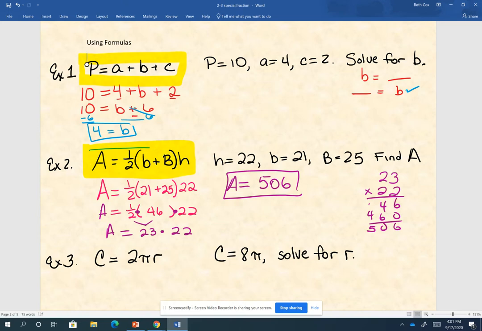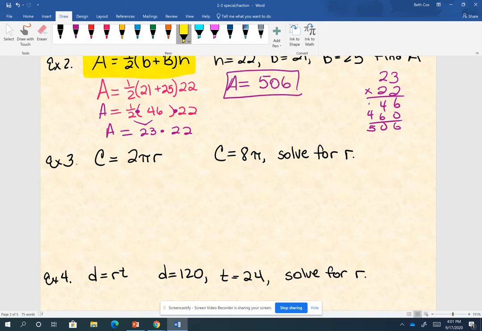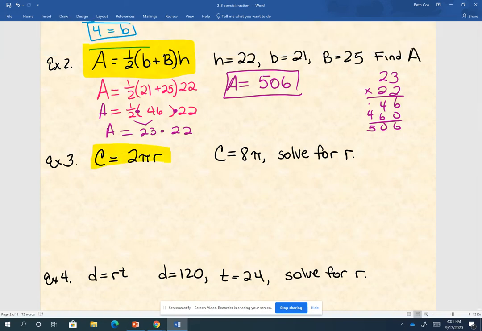Okay, here we go. All right, now this next one is another formula, and this one has another symbol in here you might not be familiar with. This one is circumference, and that second little squiggle thing is known as pi. It's a Greek letter, and it represents a number that is a constant. It's not a variable, but that's okay. We don't need to know what it is in this particular problem.